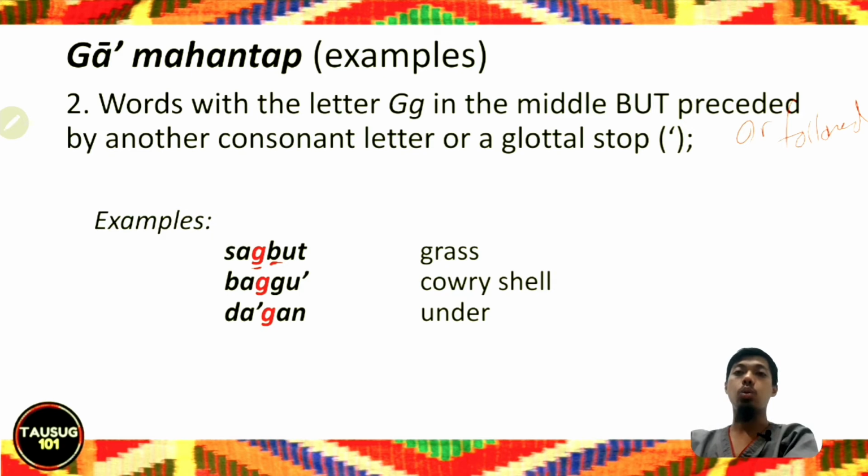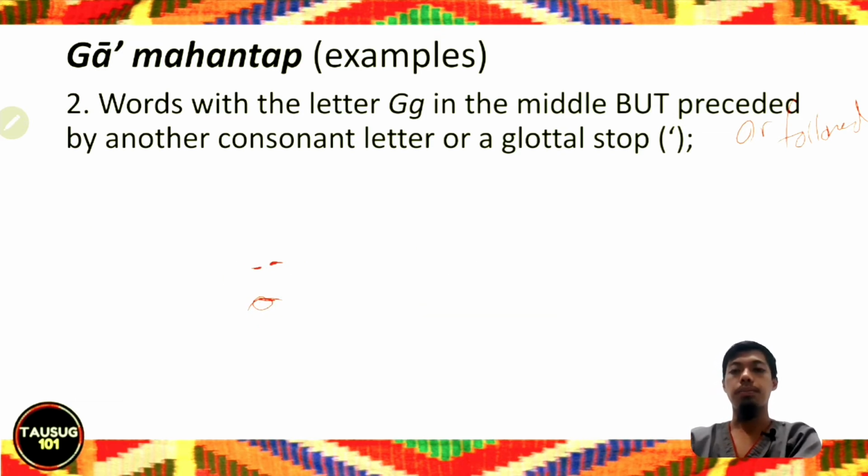Baggu is a cowrie shell. Baggu, the Gā here. And Dakgan, underneath. It is now preceded by an apostrophe. Okay? Dakgan.